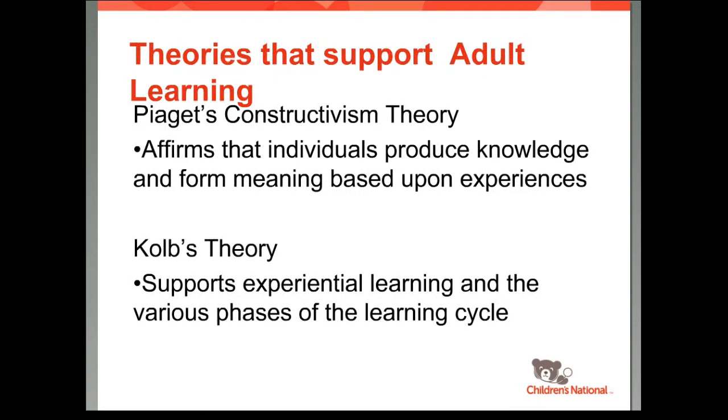Other theories that also support the adult learning concepts of Knowles include Piaget's constructivism theory, where each individual is building their knowledge and forming meaning based on the experiences. And again, just speaks so heavily to the experiential aspect of adult learning. And equally important is Kolb's theory, which describes 4 phases of the learning cycle and supporting experiential learning by taking learners through those 4 phases and focusing on how you can support each learner and participant in that.